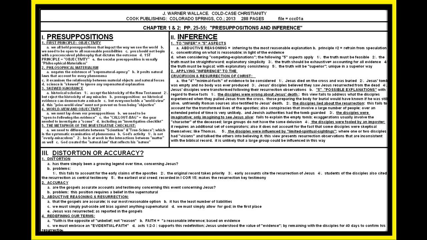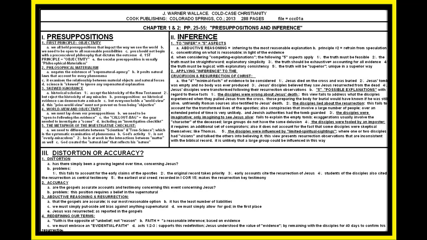We begin in block 2, note 1, to infer, and its 5 aspects. It's called abductive reasoning, inferring to the most reasonable explanation. Principle 2 equals refrain from speculation. Concentrate on what is reasonable in light of the evidence. When considering competing explanations, there are the following 5 aspects that apply.